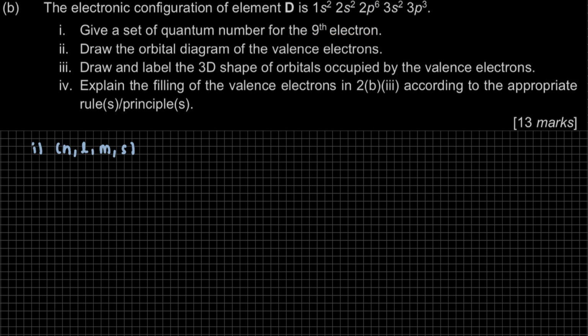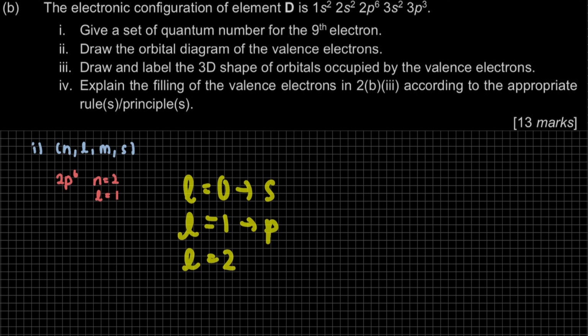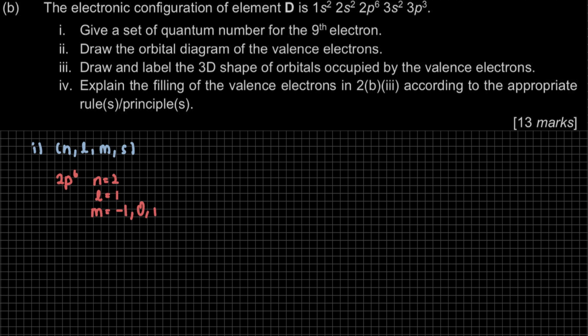Okay, so for the case of 2p6 here, we know that for this case, n is equal to 2, L is equal to 1. Okay, why? Because when L is equal to 0, it is S orbital. If L equal to 1, it is P orbital. L is equal to 2, it is D orbital. For the case of P, so L is equal to 1. So for the case L is equal to 1, the possibility or the probability of value of M will be negative 1, 0, 1. Okay, and the possibility of S is positive half or negative half.